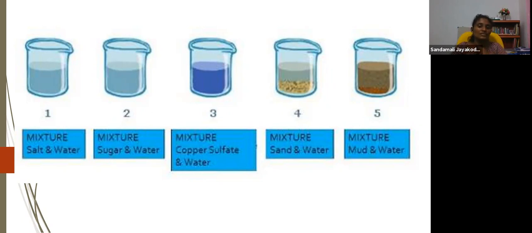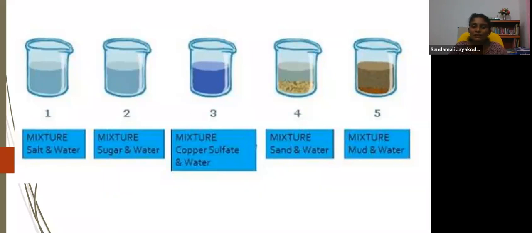So here we have some examples. Mixture of salt and water, mixture of sugar and water, mixture of copper sulfate and water, mixture of sand and water, mixture of mud and water. So we have 5 mixtures here.